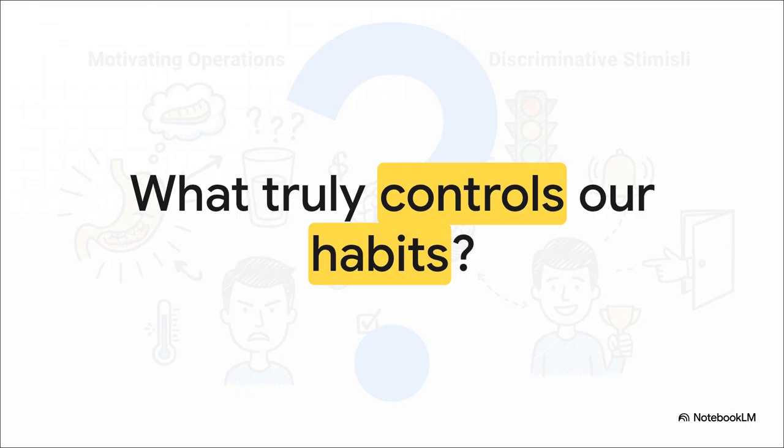So as we wrap up this explainer, I want to leave you with a bit of a provocative thought. What truly controls our habits? Is it our inner desires, our motivating operations that fuel our wanting? Or is it the environmental signs around us, our discriminative stimuli, that dictate when things are available? The beautiful, fascinating truth of behavior analysis is that it is a constant, intricate dance between both of them. Understanding that dance is the key to truly mastering behavior.